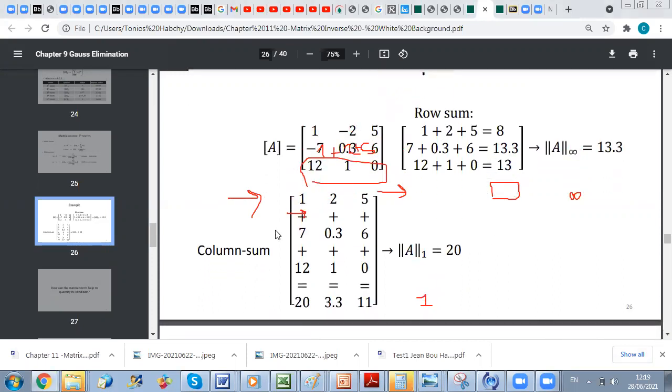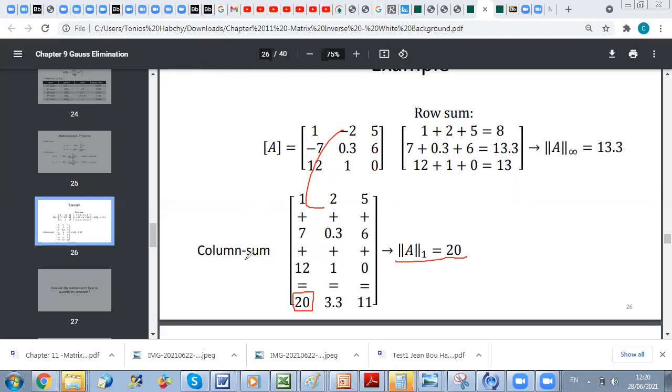So here, if I do 1 plus 7 plus 12, it's 20. 2, and always just remember, never take the negative sign. So you take the absolute value, and minus 2, you take it as 2. 2 plus 3 plus 1, 3. And 5 plus 6 plus 0, 11. The highest between them is 20. So we can say that based on column sum, we have that the norm is 20.